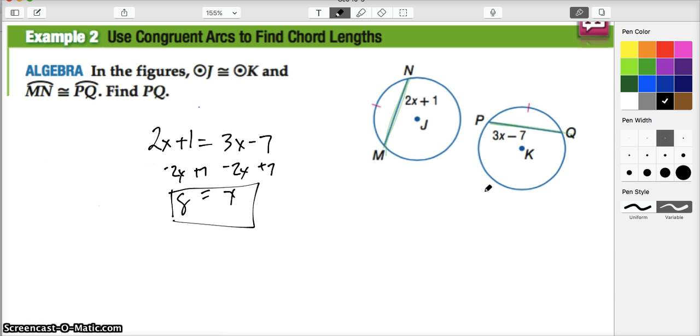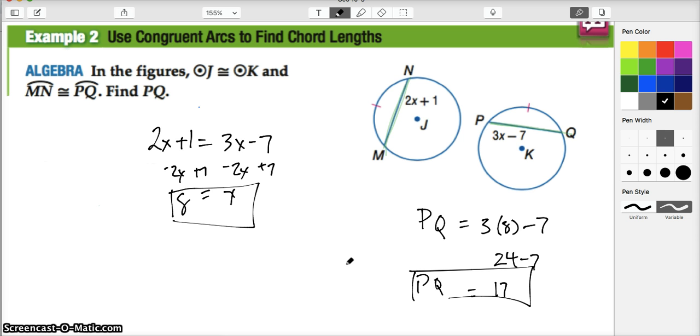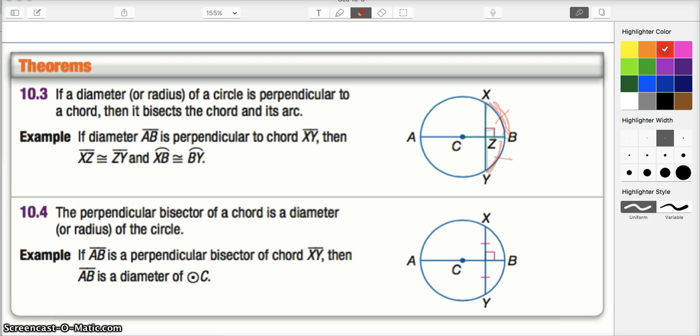X being equal to 8 gives me the power to figure out what the value of PQ is. So notice I'm using this expression and the value of x to substitute in and get 24 minus 7, which is going to be 17. So PQ is equal to 17 units, whatever they are, inches, chickens. Anyway, let's keep moving. So we've got these theorems.